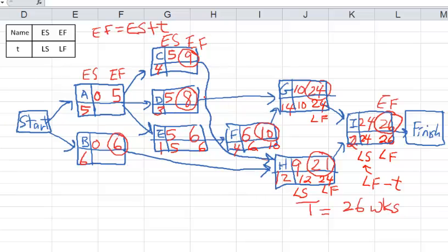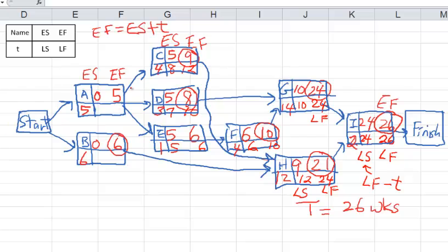For D, we have 10. We copied it here. Minus 3 is 7. Then here we have a 12, copied down here, and minus 4 is 8. Okay, now here we're at A.